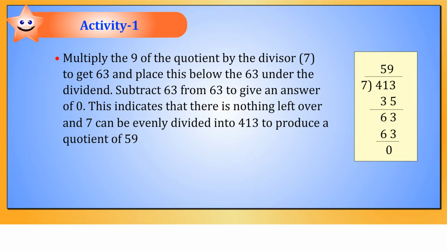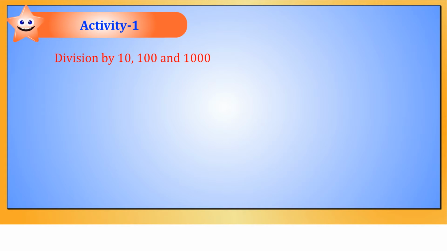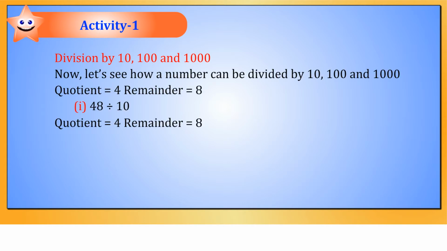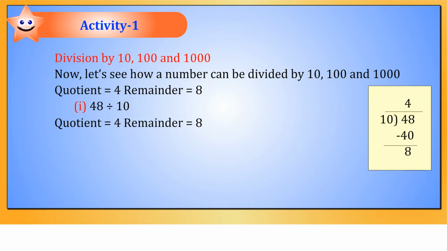Division by 10, 100 and 1000. Now let's see how a number can be divided by 10, 100 and 1000. First, 48 divided by 10: quotient equals 4 and remainder equals 8. Second, 492 divided by 10: quotient equals 49 and remainder equals 2. Third, 4183 divided by 10: quotient equals 418, remainder equals 3.